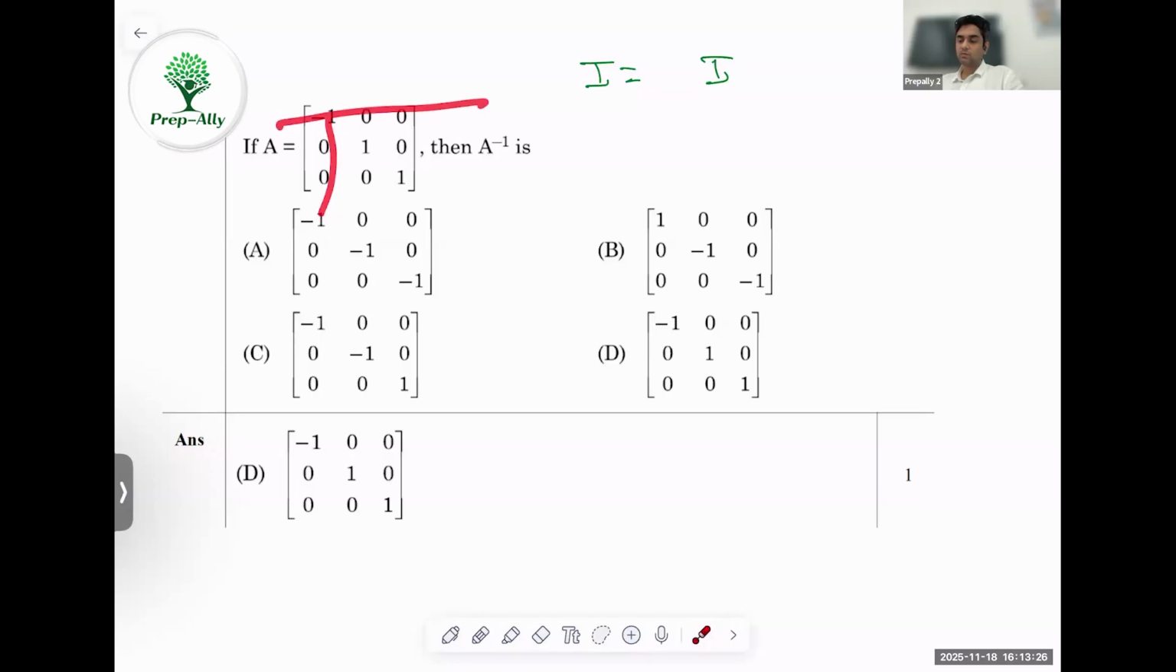Or if you are unsure about it, you can always check the cofactors. Just hide this row and column. You do 1 into 1. So its minor is 1, but cofactor when you multiply, you'll get it in accordingly.